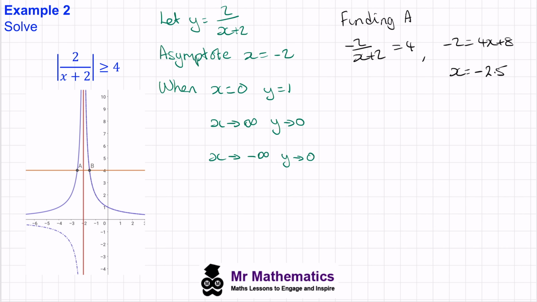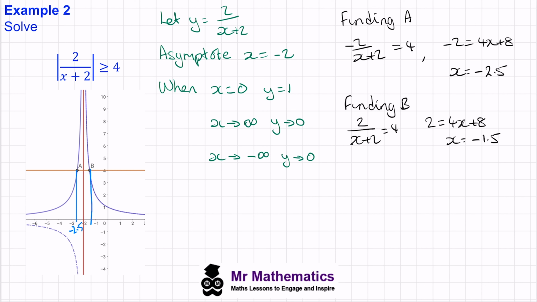And to solve for B, we need to consider the positive case. So we'll have 2 over x plus 2 will equal 4. So 2 will equal 4x plus 8. And then we'll move 8 to the left hand side, we'll divide by 4. So x will equal negative 1.5. So we know at A, the x coordinate will be negative 2.5. At B, it will be negative 1.5.